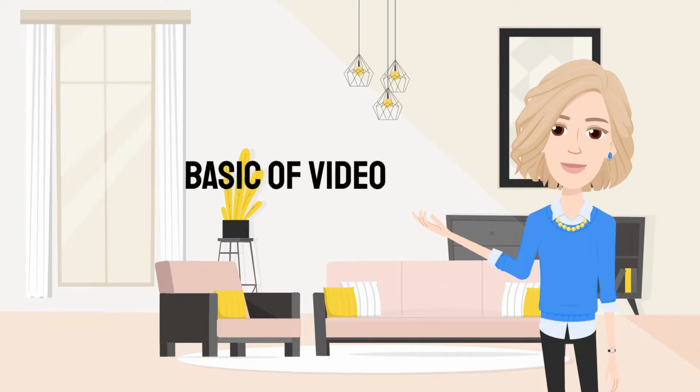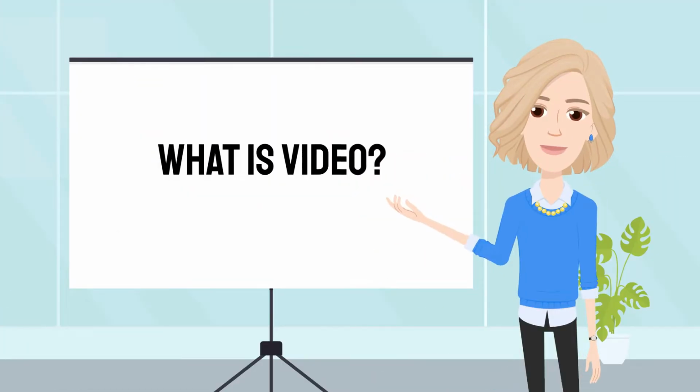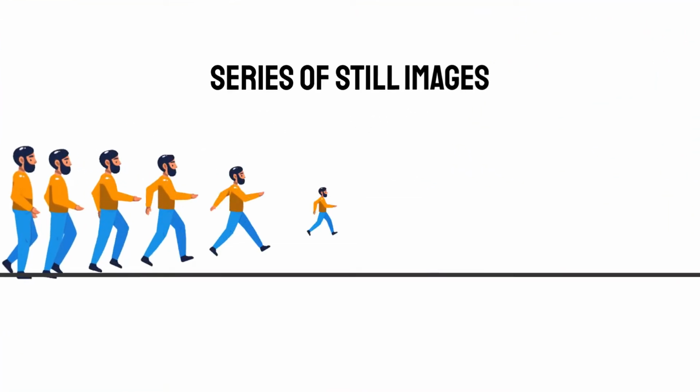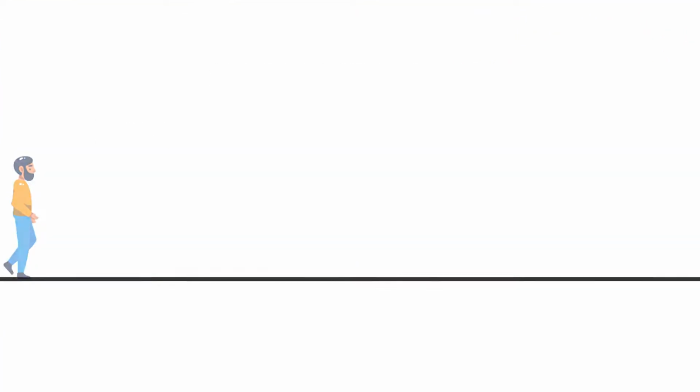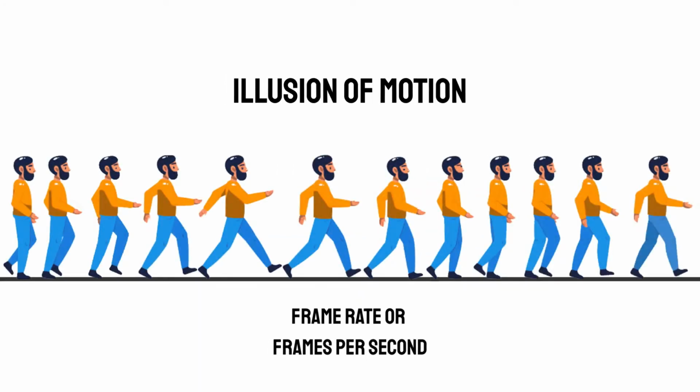But first, let's talk about video. So what is video? Video is the sequence of the images on the screen that changes gradually with speed, and gives the illusion of motion, depending on the frame rate or frames per second you've set.